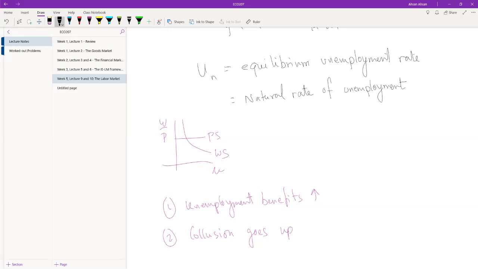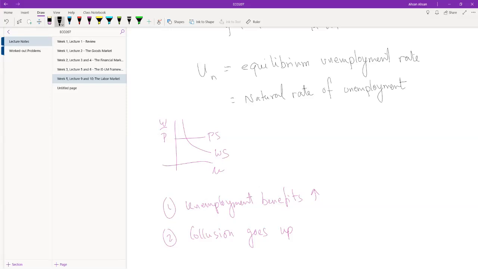So in USA, for example, unemployment benefits are very low. They're almost non-existent. But in the European Union, in France, for example, unemployment benefits are much higher. So if you lose your job, you will receive quite a high level of unemployment benefits from the government. As a result, what we see is that the rate of unemployment is much higher in the European Union, in countries such as France, for example.